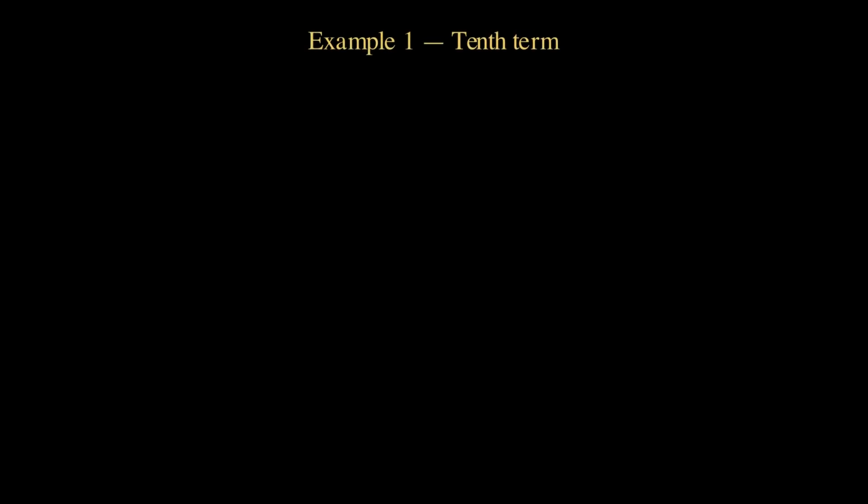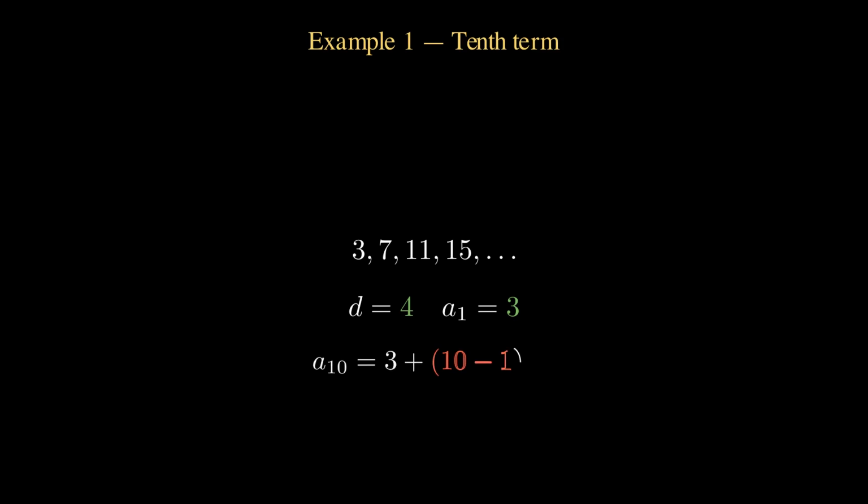Example 1, easy. In the sequence 3, 7, 11, 15, find the 10th term. The common difference is 4. The first term, a sub 1, is 3. Use a sub 10 equals a sub 1 plus 9d because there are 9 steps from term 1 to term 10. That is 3 plus 36, which equals 39. Always ask how many jumps you need, not only which term number you want. From a sub 1 to a sub 10, there are 9 jumps, not 10.